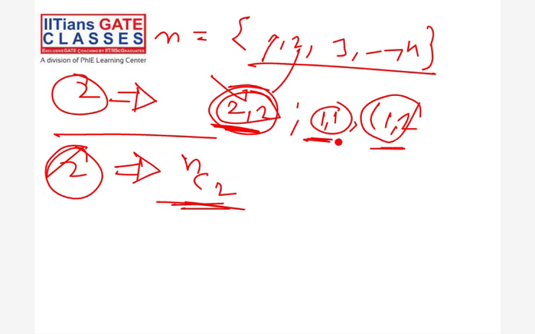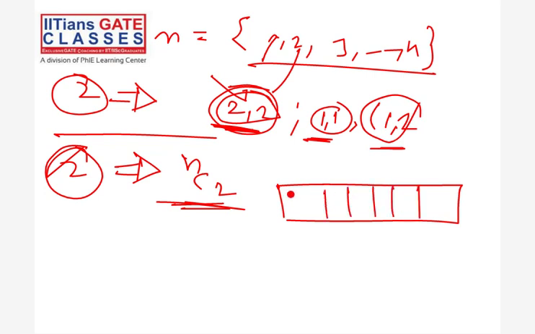Now how can we solve this question? How many elements do we want? We want r elements. Let's assume these are the r elements. Let me put them like this. So these are the r elements.